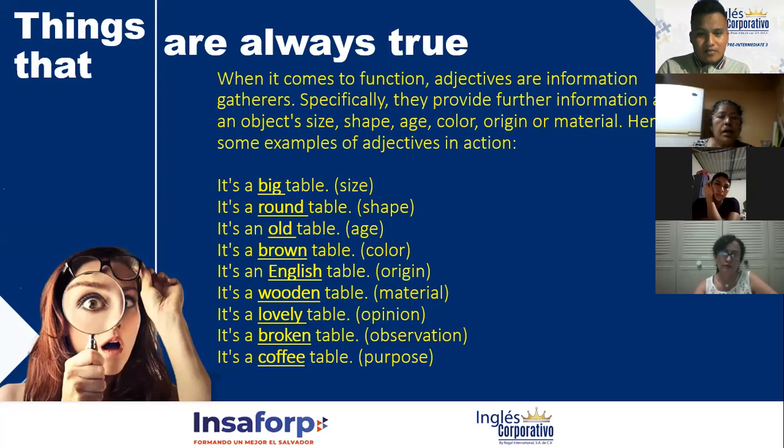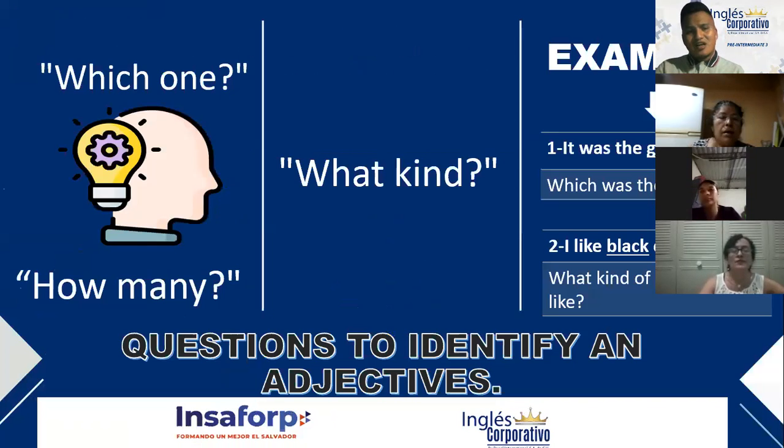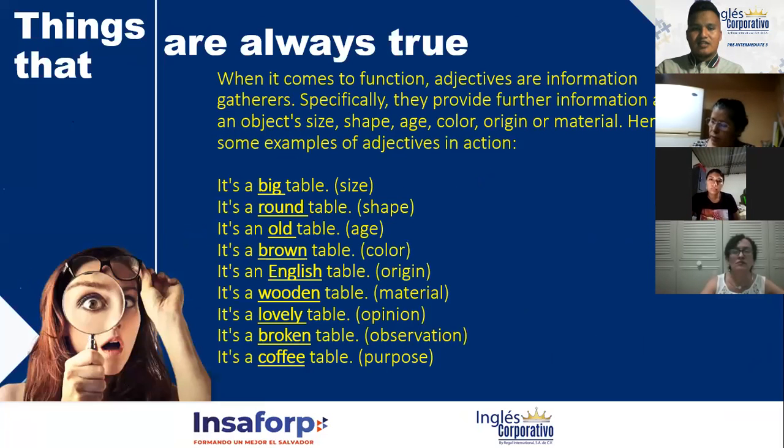So, let's see. We're going to go with the last one because I see that you already understand how the adjective works. The adjectives are not that complicated. They are so easy to understand because as we already know, they will always give you information. And the only thing that you have to keep in mind are those three questions that we have over there. Which one, what kind, and how many? Yes, there's no more than that. Do you have any questions so far or everything is clear at the moment?